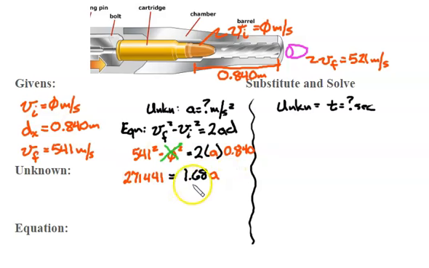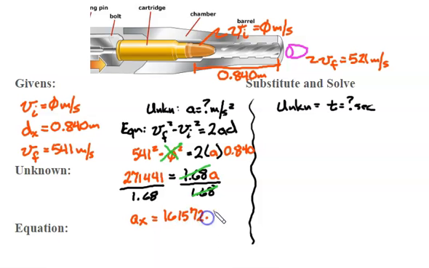So in order to get acceleration all by itself on the right hand side, I'm going to divide by 1.68. And I do that so that I can cancel. Now whatever I do to the right, I must do to the left as well. When I dump that in my calculator, I find that acceleration in the x is 161,572.02 meters per second squared.